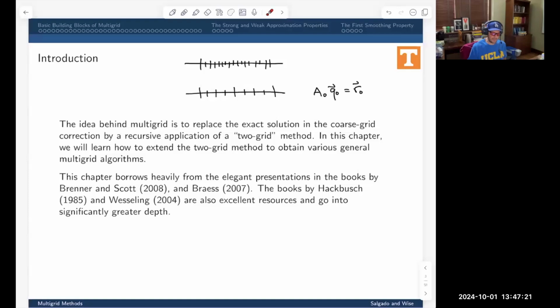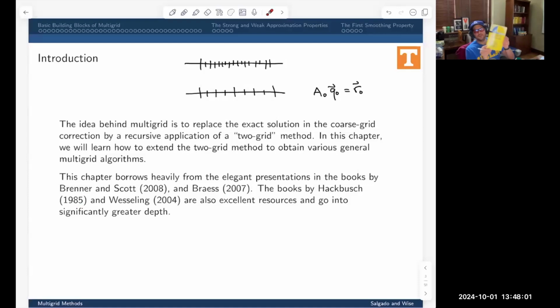All right. Now, this chapter developed out of my reading of a couple of really famous books, and they are the books by Brenner and Scott from 2008 and a book by Braess from 2007. So I didn't get this out of the ether. The ideas and concepts here have existed, and my presentation of it is a little bit different than those presentations. But I just want to say where things come from. Now, if you're really interested in multigrid, and want to start digging deeper into this stuff, then there's this book by Hackbusch from 1985. Let's see, do I have a copy of it? I do. Actually, I have a copy of all three of these books.